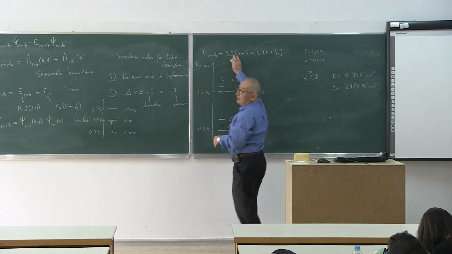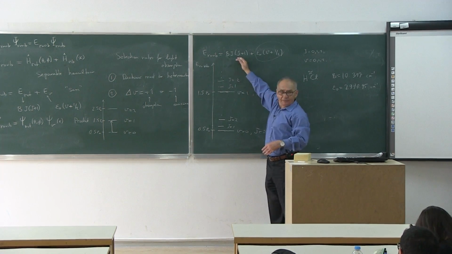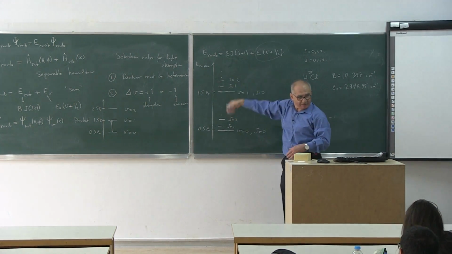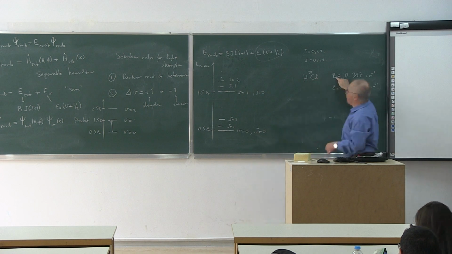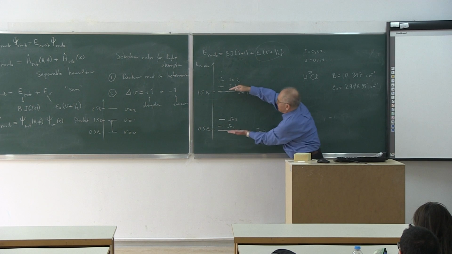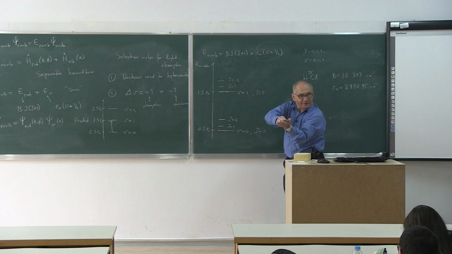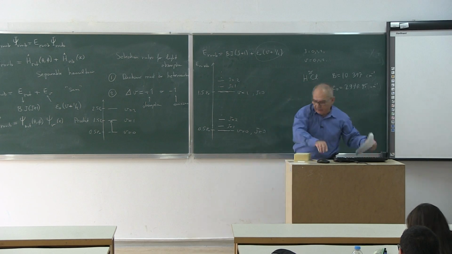All I'm doing is drawing this formula, this expression, as an energy level diagram, using the fact that B is much smaller than F0, so that such differences are much smaller than the differences between vibration energy levels. All right, we'll continue.